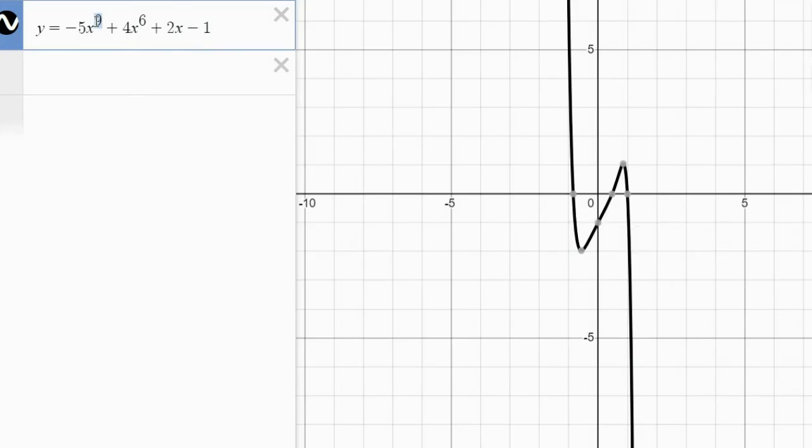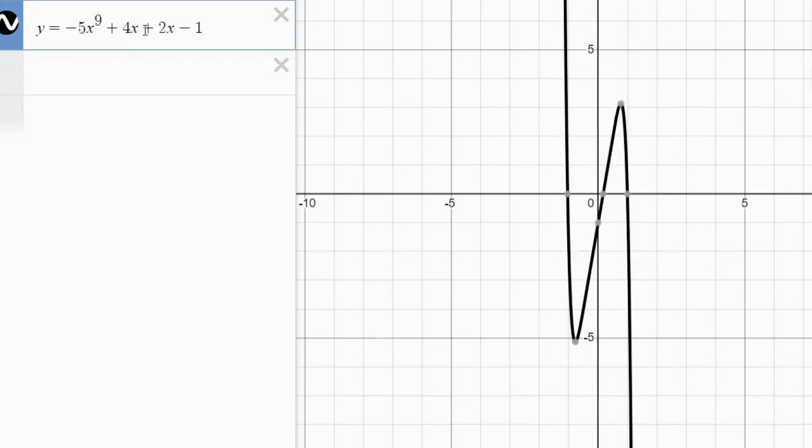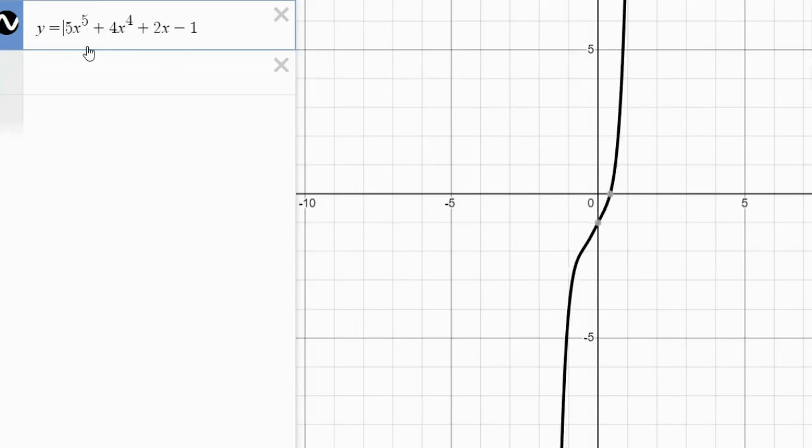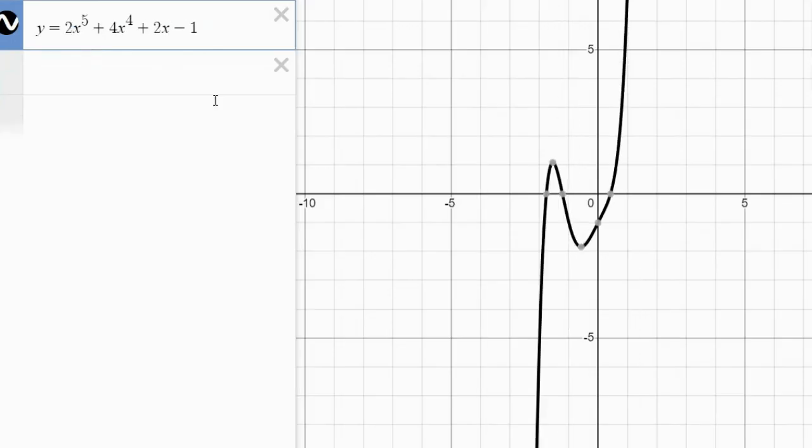If we change this to a fifth, I need to change this to a 4, and I change this to be a 5th degree. So now it's a 5th degree. Still, it goes up on the left. And change this to a positive coefficient. Instead of negative 5, let's make it positive 2. 2x to the 5th. Now it's odd, but with a positive coefficient.